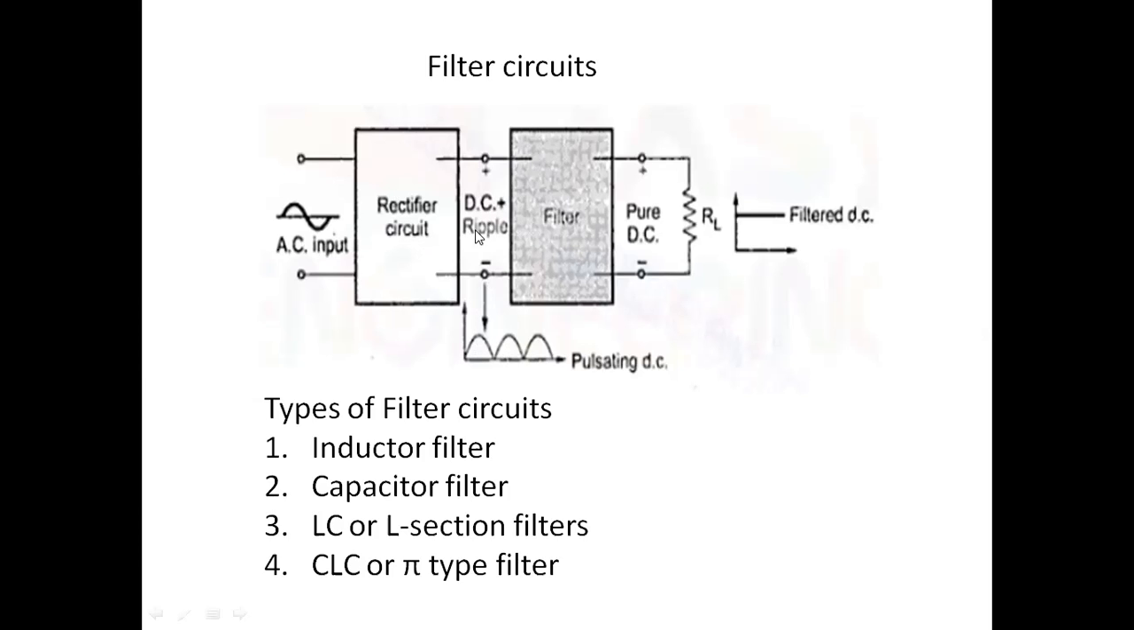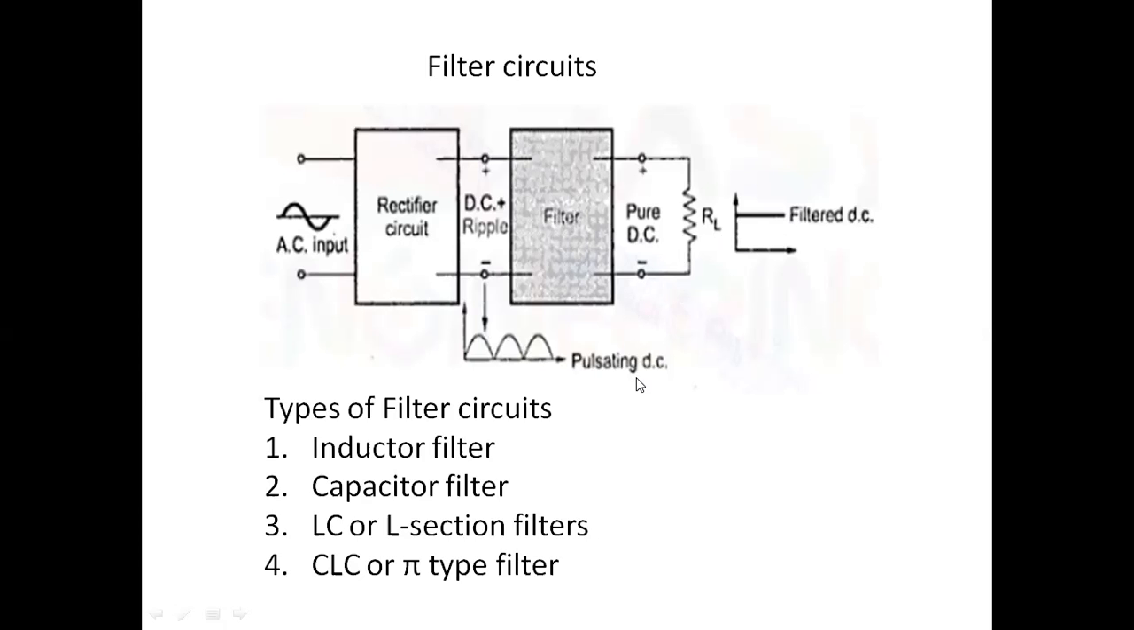So it contains an AC component as well as a DC component. The pulsating DC consists of both AC components and DC components, alternating and constant components. To convert pulsating DC into pure DC, which is a straight line, we use filter circuits. Previously it is pulsating, and to convert it into pure DC, we use filter circuits.